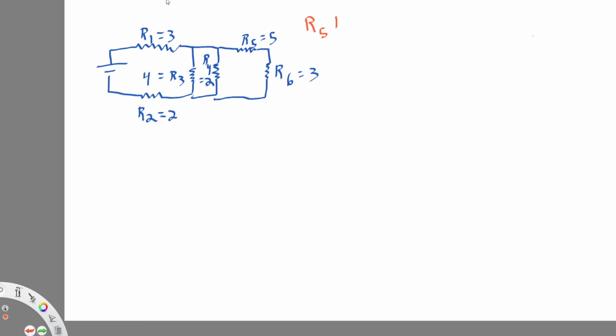Are R5 and R6 in series or parallel? Series. For sure. So we can maybe say R5,6, which is the equivalent resistance of 5 and 6 together. Right? Because they're in series, we can just add them.